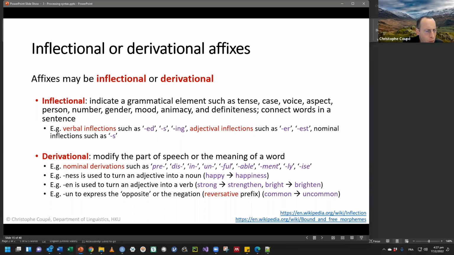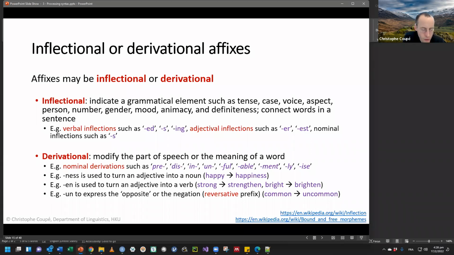So when we have inflectional affixes, this is about grammar. That's what you use to tell about the tense, case, voice, aspect, person, number, gender, the mood, animacy, that's whether it's a living being or not, whether something is definite or indefinite, like the dog or a dog. And you can use them also to connect the words in a sentence.